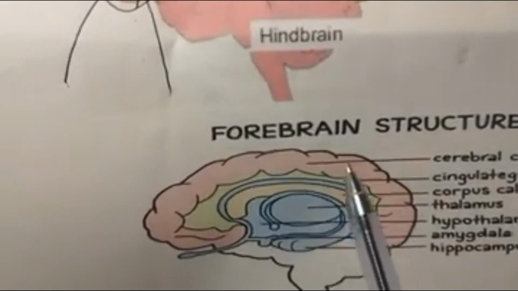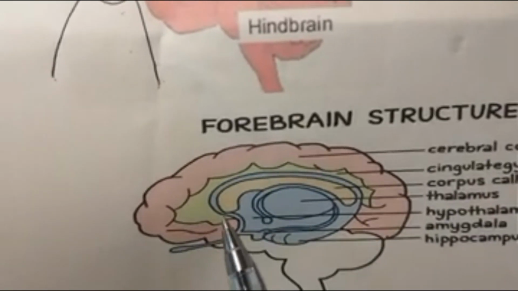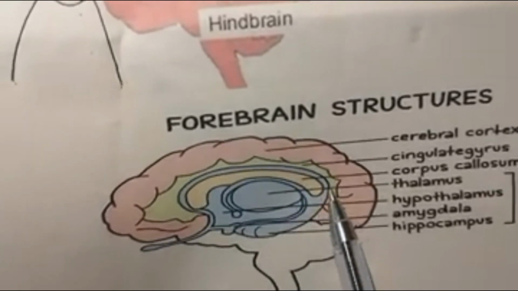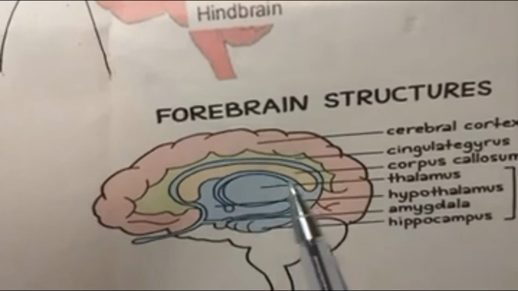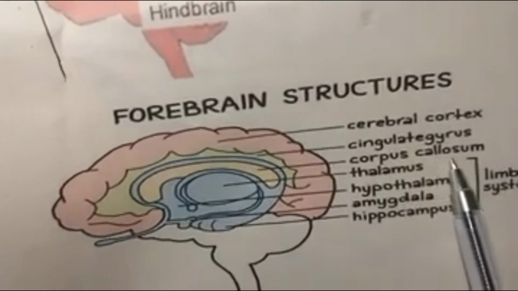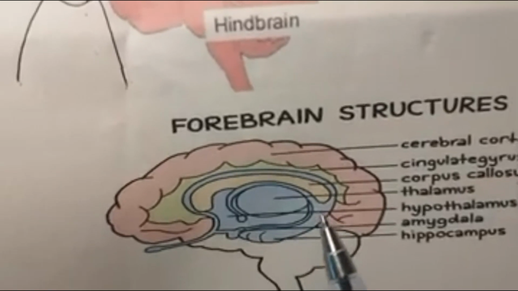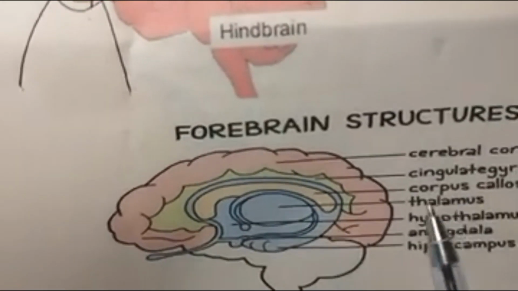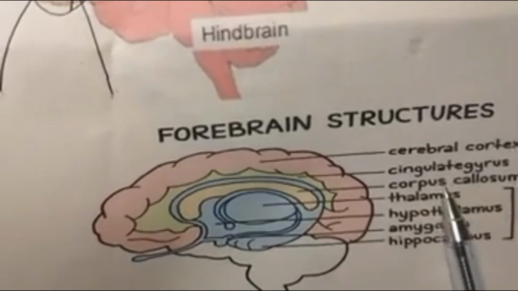Now inside the cerebral cortex there is a cingulate gyrus, okay. So this is a cingulate gyrus. Now underneath the cingulate gyrus there is a corpus callosum that connects the two halves of the brain. So the right half and left half of the brain are connected through this corpus callosum, okay.